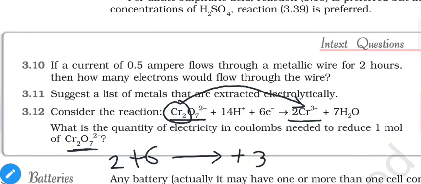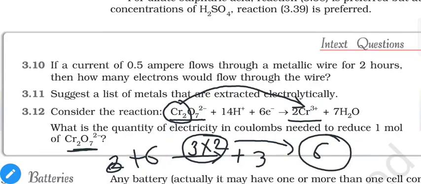So the total number of electrons transferred for 1 Cr is 3 electrons, and we are converting 2 of them. So that means for 1 mole we need 6 moles of electrons. That's why 6 electrons is mentioned here. So 6 moles of electrons means 6 Faraday. For 1 mole of Cr2O7 2 minus we need 6 Faraday or 6 moles of electrons.